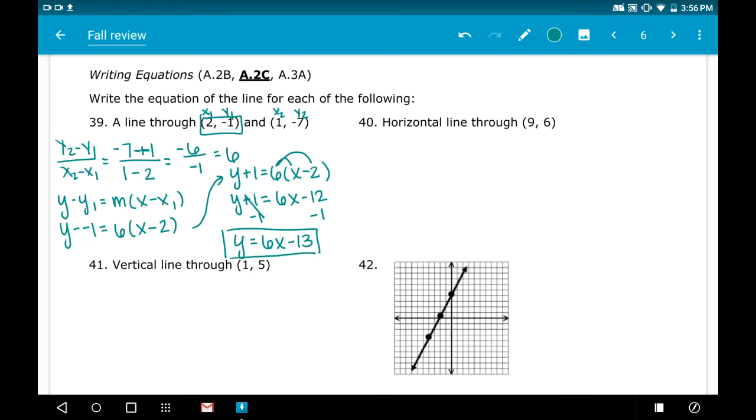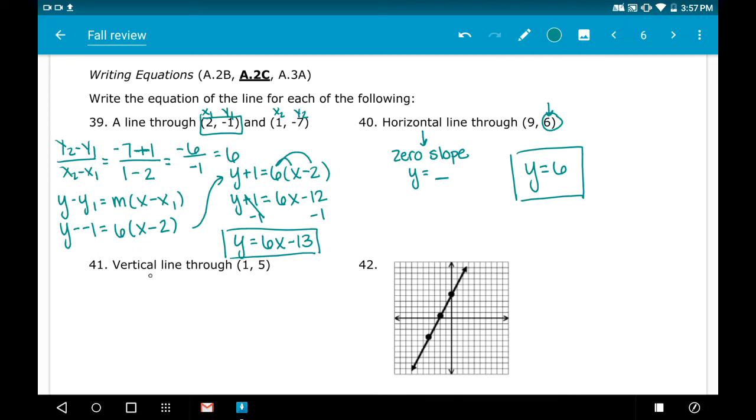For 40, it says a horizontal line. We learned that a horizontal line has a zero slope, and it was also y equals some number. If we look at our coordinate points, the x doesn't matter to us, but our y is just going to equal this number that it gives us for y. So it's going to be y equals 6. Horizontal has to be y equals, and you just look at the y value they give you.